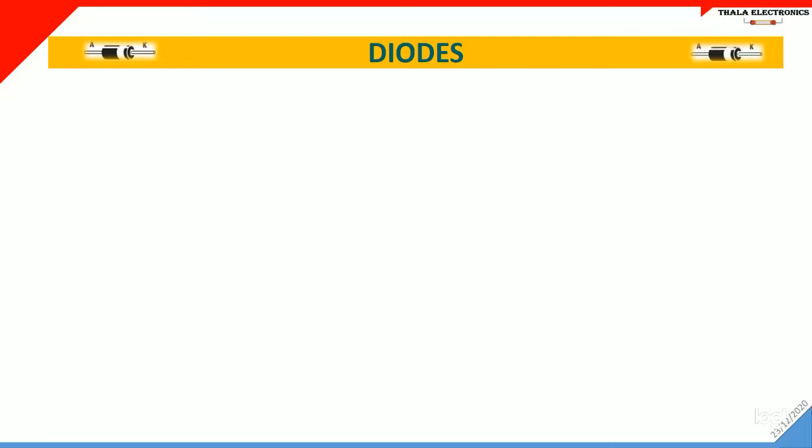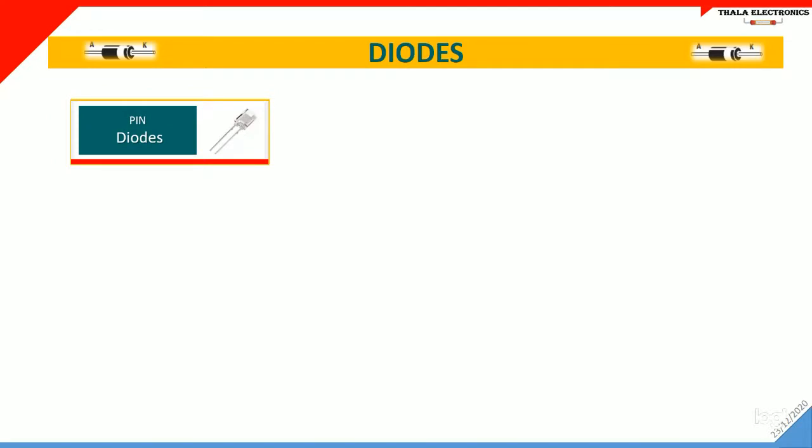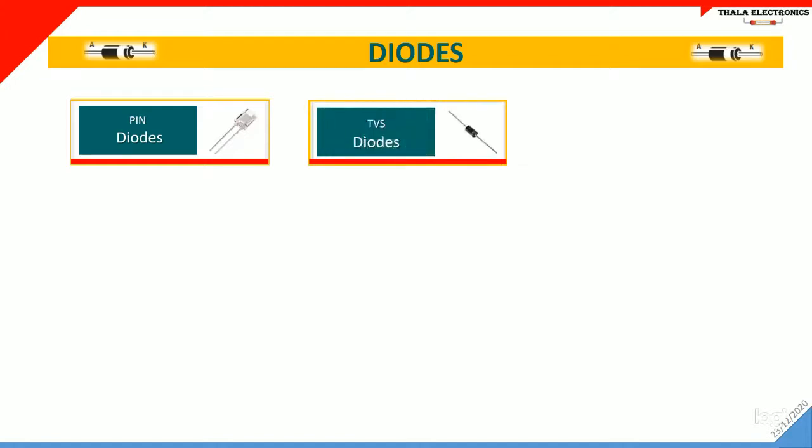Now we can find many kinds of diodes in the field, such as PIN diodes. This kind of diode is mainly used for high frequency signals. We can also find the TVS diode, which is the transient voltage suppression diode. This diode is mainly used to suppress surges and very fast variations of the voltage.